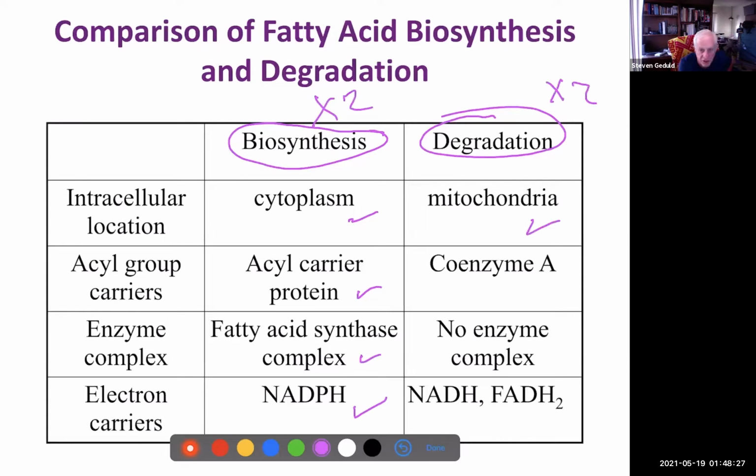Mitochondria is where the degradation occurs because that's where you're making energy. Coenzyme A is the carrier group. No enzyme complex is formed. Okay, and the electron carriers in the degradation of it, beta oxidation, are NADH and FADH2.